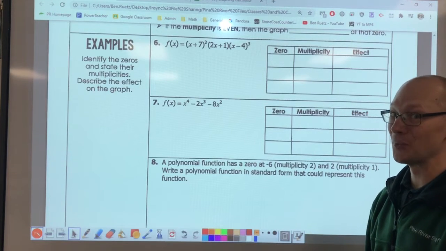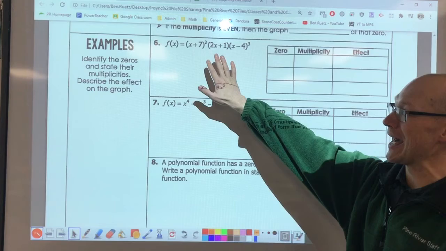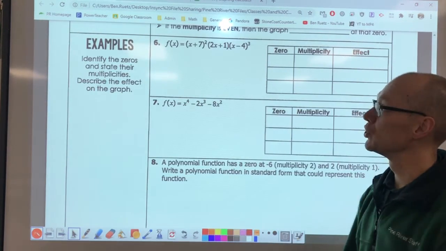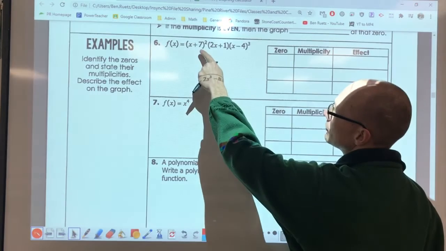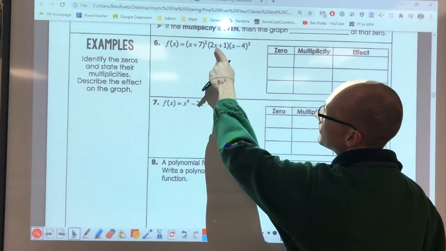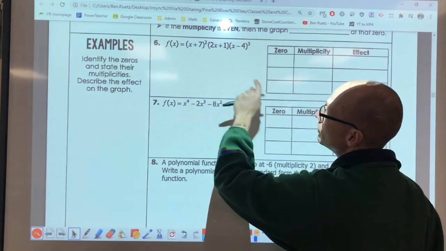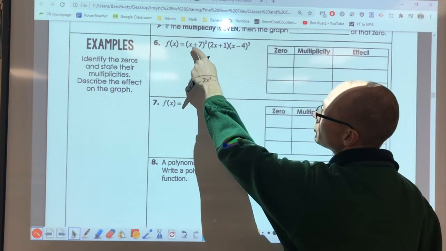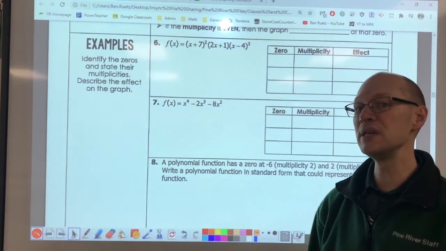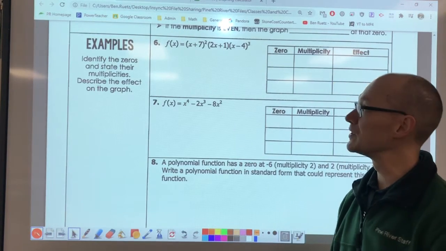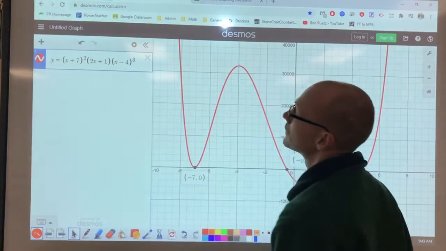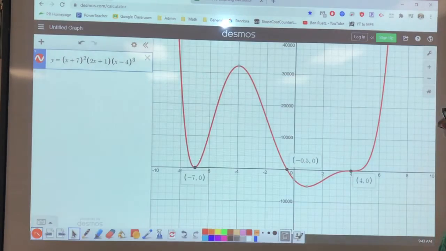I had to adjust the window quite a bit for this one because they don't actually tell you to graph it, but I wanted to graph it to show you. And first of all, what's the degree of this? This is an x squared times x cubed. That is a degree of 1, 2, 3, 4, 5, 6. It's a degree of 6. So there should be 6 zeros that we see. Well, what does it look like? Well, it ends up looking like this.